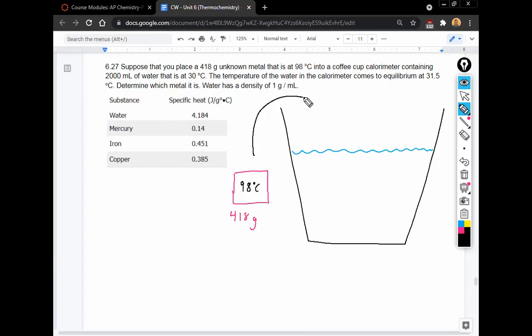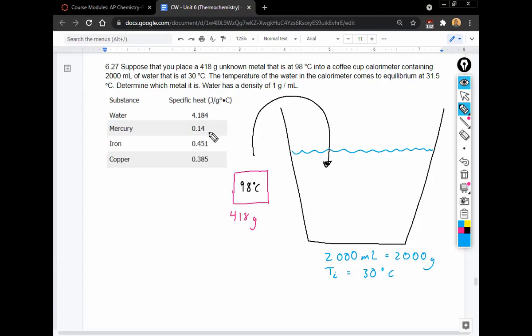We're gonna put the metal inside the calorimeter. It tells us that the water in the calorimeter, we have 2,000 milliliters of it, which means that we have 2,000 grams of it, because the density is 1 gram per milliliter. So if we have 2,000 milliliters, we have 2,000 grams. It tells us that the water originally was at 30 degrees Celsius. So that's the initial temperature. So T_i, temperature initial, is 30 degrees Celsius.